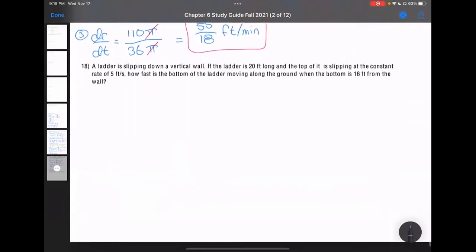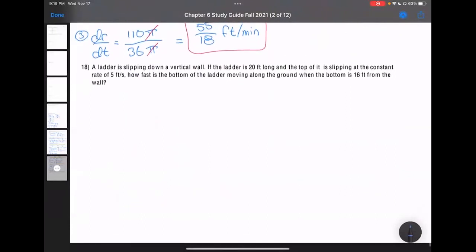Okay, last problem here, number 18. Moving on to our final problem, number 18. A ladder is slipping down a vertical wall. If the ladder is 20 feet long and the top of it is slipping at a constant rate of 5 feet per second, how fast is the bottom of the ladder moving along the ground when the bottom is 16 feet from the wall? Okay, so let's start highlighting the pieces that are important.